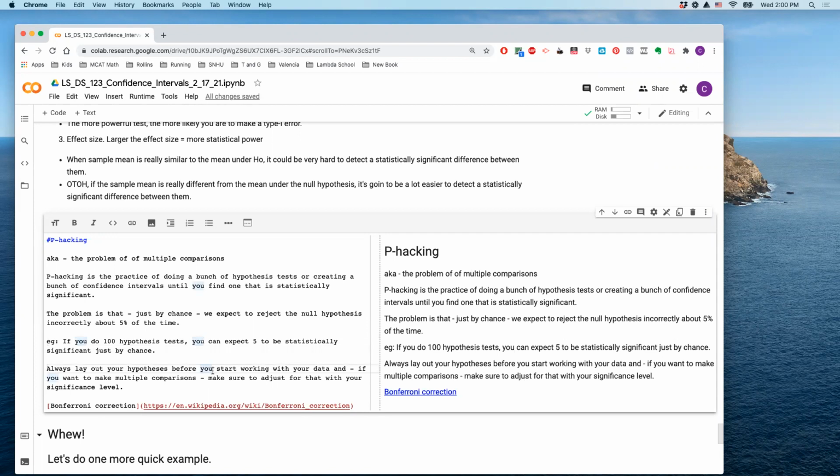Again, the more hypothesis tests that you do, let's say you have a data set that has like a zillion columns in it, well, you could do a zillion t-tests, or you could do a zillion chi-square tests, or you could make a zillion confidence intervals. And you'll probably find something that has a statistically significant result, but again, just by chance. Or you won't know if what you did was just by chance or if that was a real result.